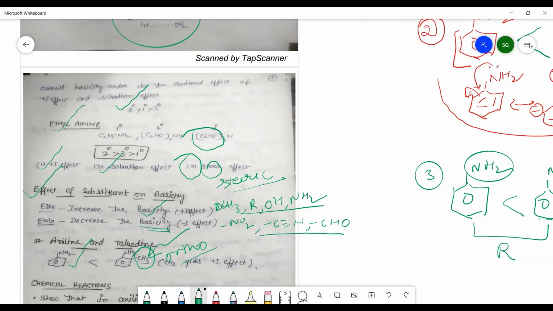So here we have discussed the basic nature and the preparation of amines. In the next lecture, we will continue this chapter. Do the NCERT questions till then.